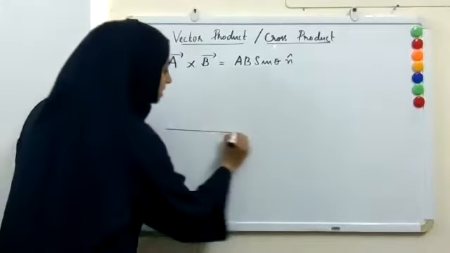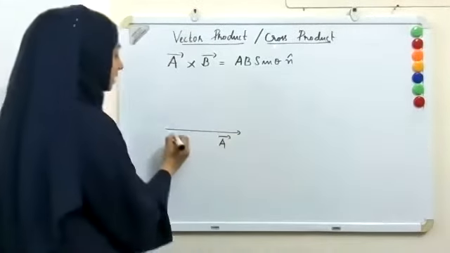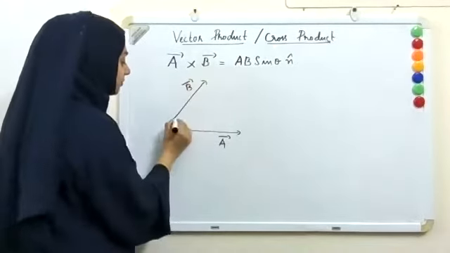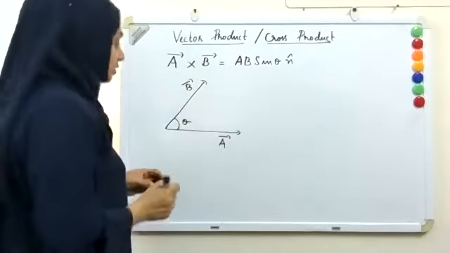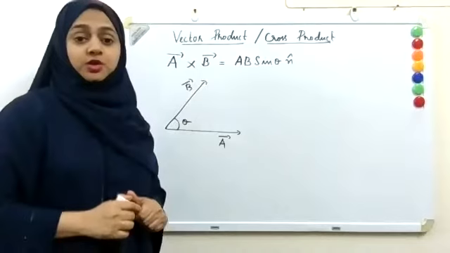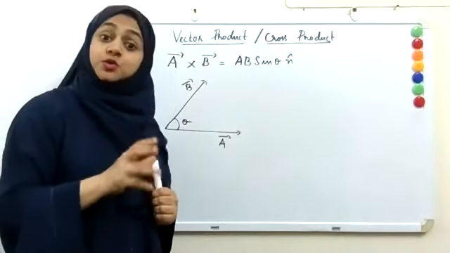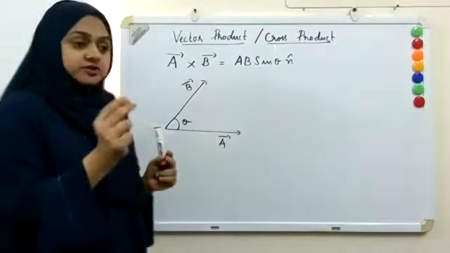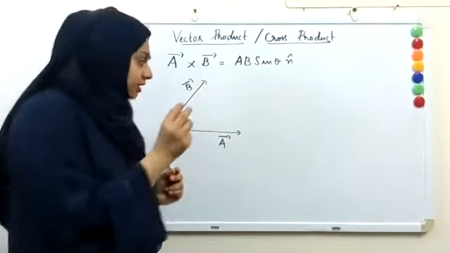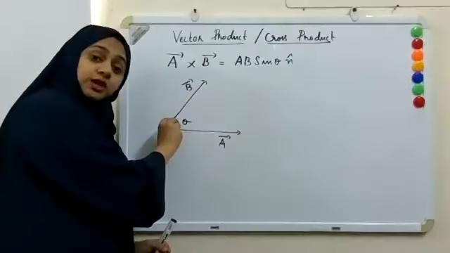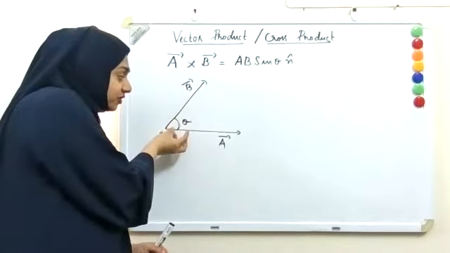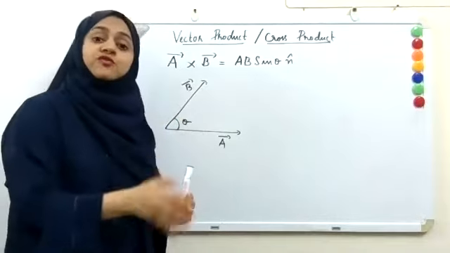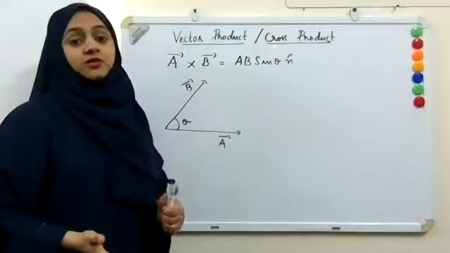For that, let us see a vector A, another vector B, and the angle between them is theta. When we take the cross product, you can use the right hand screw rule to find the direction of the product. For that, you have to consider a right hand screw, and if you keep it perpendicular to both A and B, and if you rotate it from A to B, the direction in which the screw advances or goes forward will give you the direction of the cross product.